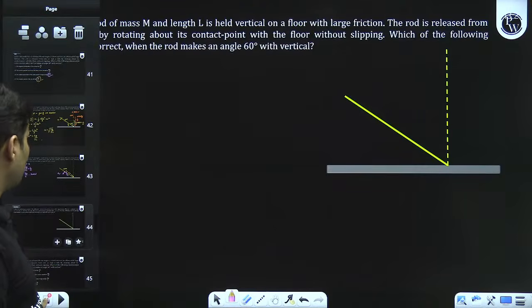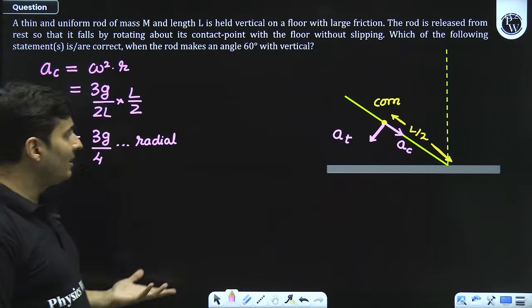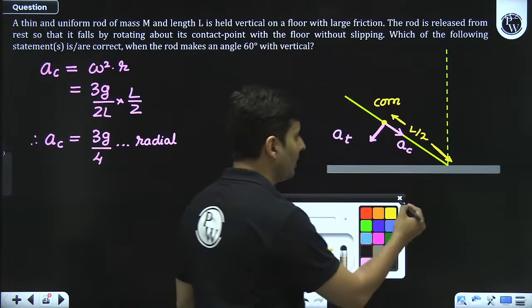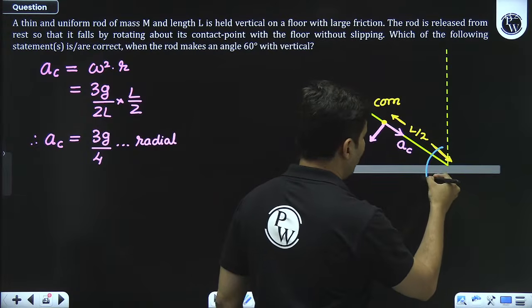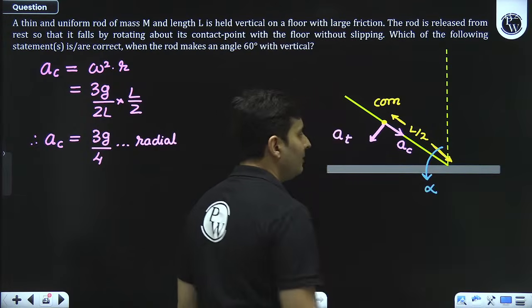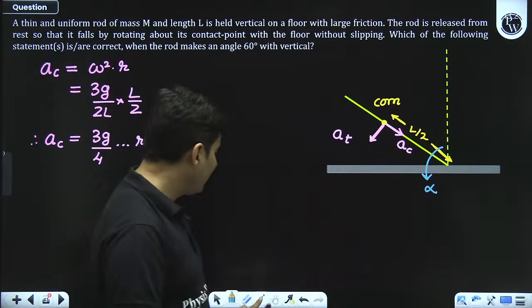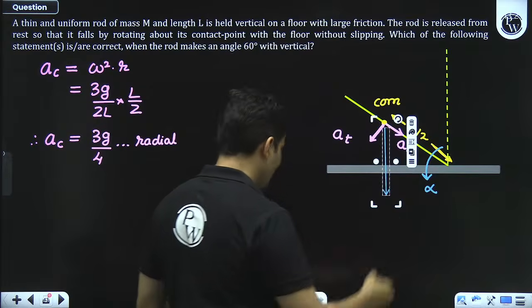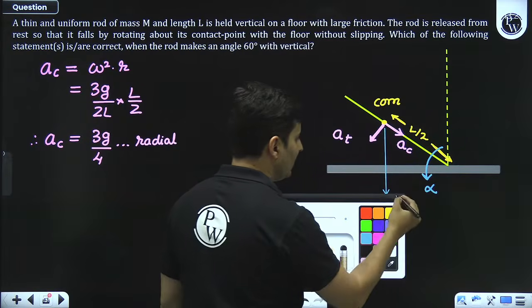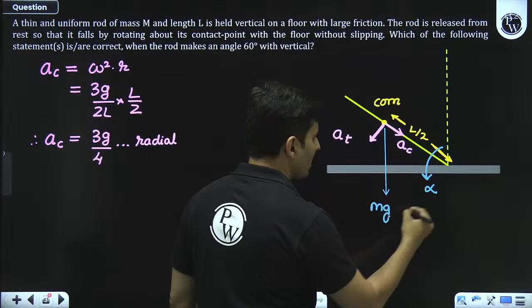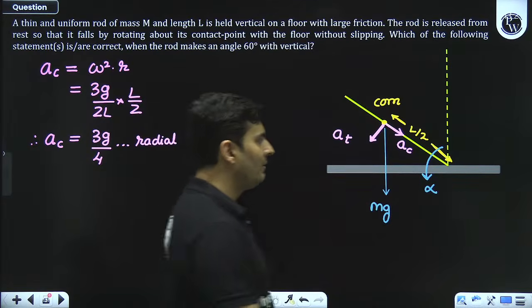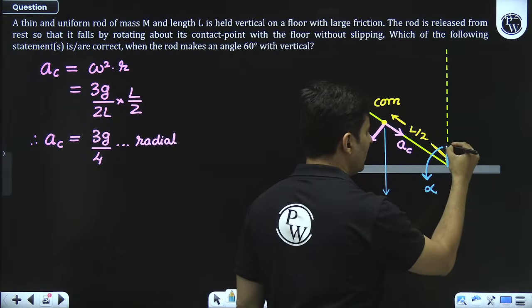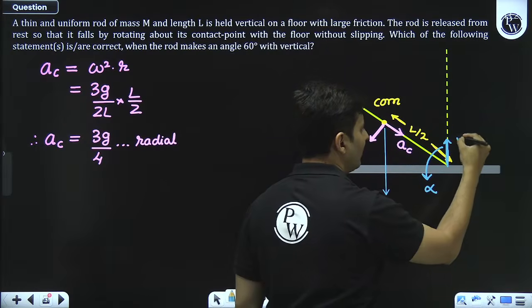For finding tangential acceleration, we obviously need alpha, and to find alpha, oh my god, crazy. Okay, so how do I find angular acceleration, alpha? For alpha, we need torque. For torque, we need forces. And who is that force that will cause that alpha? It is obviously mg, guys. Yeah, mg will cause that torque. Normal will not cause that torque. Normal will be here only. It can't cause any torque.